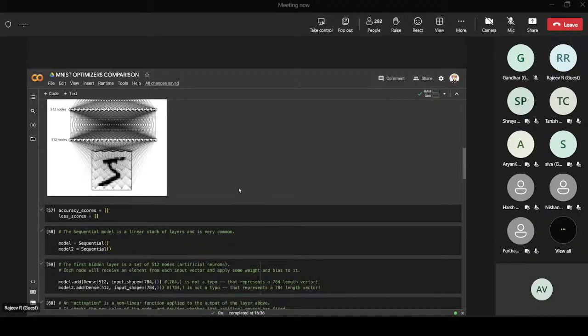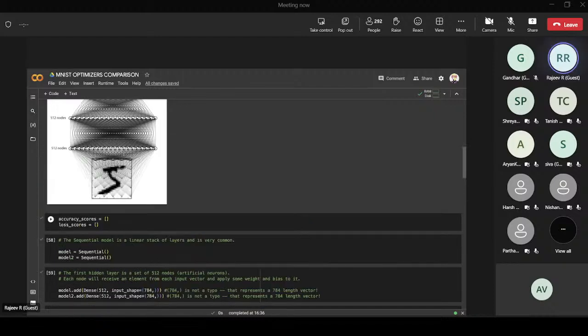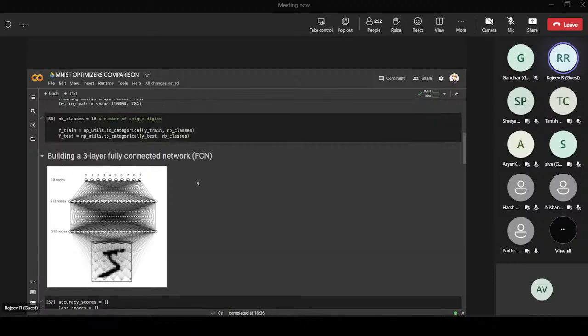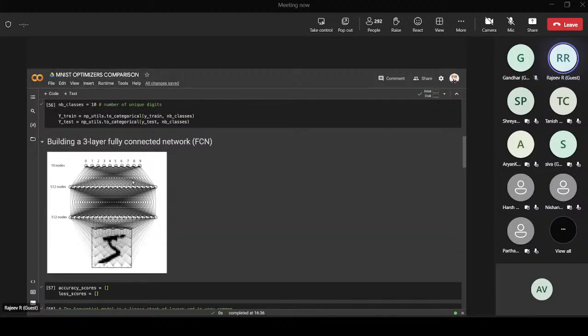In short, what I did was create a neural network having two hidden layers for the MNIST dataset. I will use two different models to train on this dataset. One of the models uses gradient descent and the other model uses Adam.